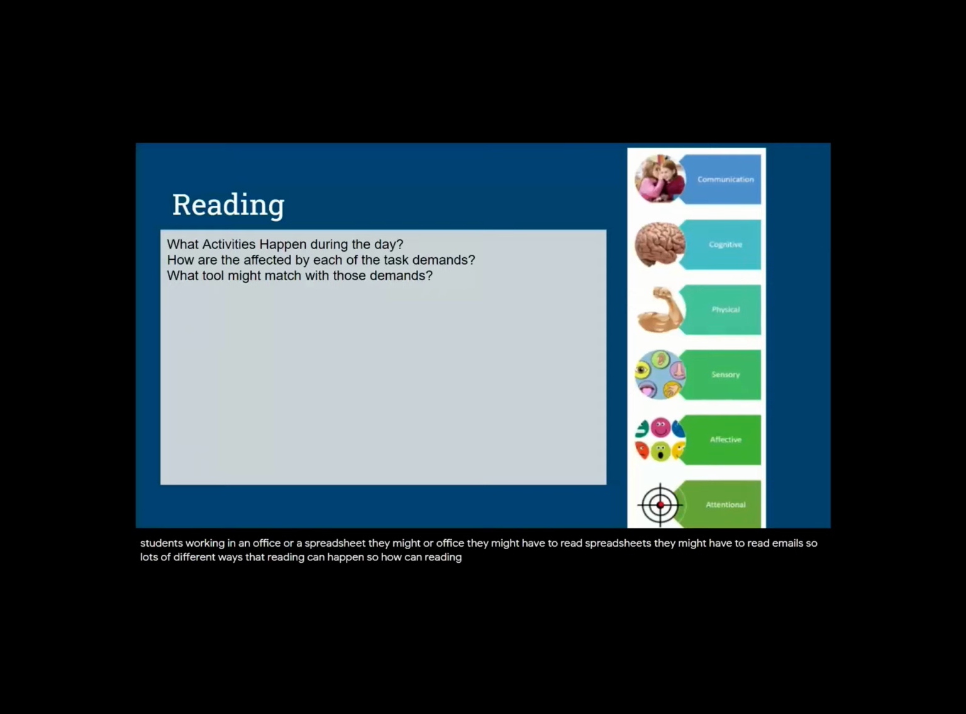So how can reading be affected by these task demands? Of course, communication: someone has to understand the language that they're seeing. Cognitively, they have to be able to maintain attention and hold it within short-term or immediate memory. Physically, do they have to hold the book? Do they have to hold the list? Sensory: vision falls under sensory, so definitely that could have an effect on reading. Affective: do they understand why they're reading it? And attentional: if there's something going on, can they keep their attention on the reading?